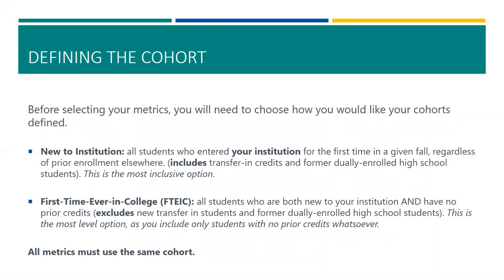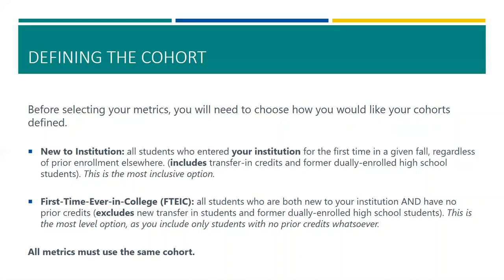Before you select your metrics, we ask that you choose how you would like to define your cohorts. And there's 2 different ways to define. We don't have a preference of which one you choose. It's whichever is perhaps a better fit for your institution. So new to institution represents all students who entered your institution for the first time in a given fall, regardless of prior enrollment elsewhere.